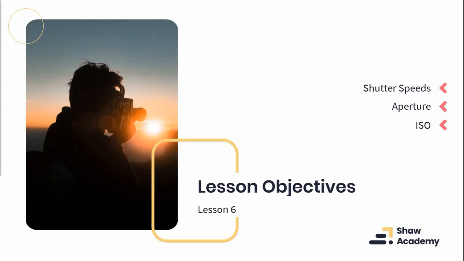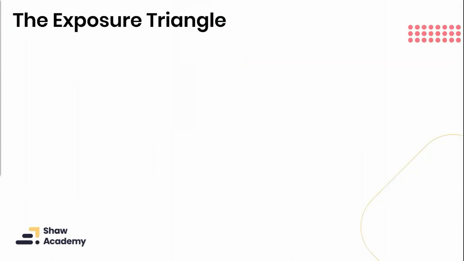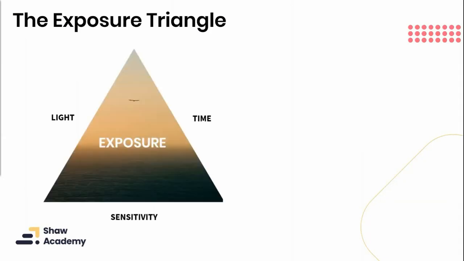Before we get into looking at our shutter speeds, something we're going to be speaking about many times throughout this lesson is our exposure triangle, which is made up of light, time, and sensitivity. These three elements come together to create our exposure.